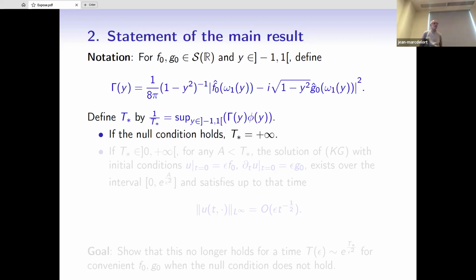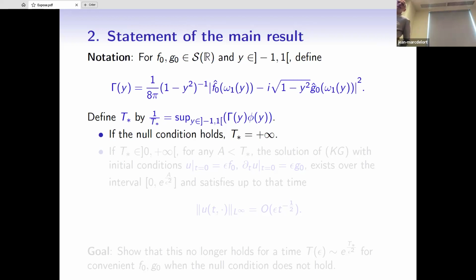T star is not the maximal time of existence. Actually, it will be after rescaling. It's not a trivial formula. This is some geometric formula. Now the question is, what is this T star? So we know that when the right-hand side is identically 0, which corresponds to T star equals plus infinity, we have global existence.